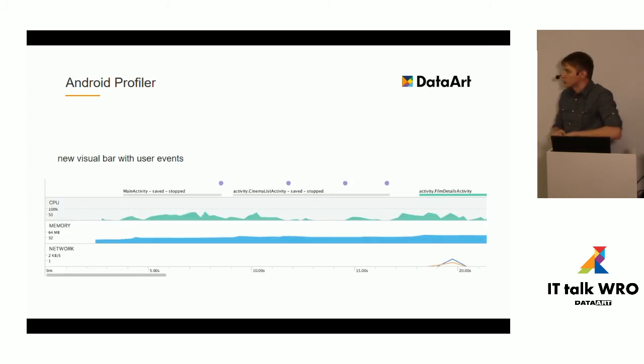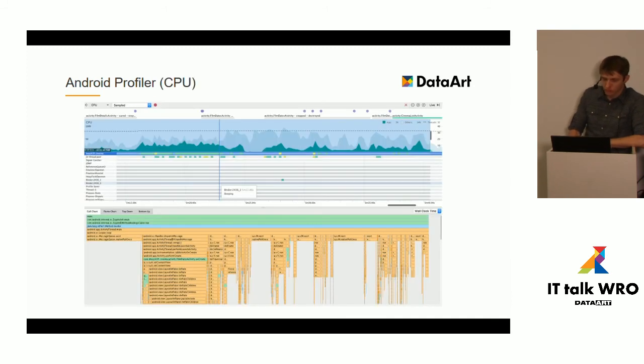What's new is that the whole look is similar to the previous one, but there is this bar with user events and the state of activities. On the top you can see that the state of activities has changed, and you can compare it to your statistics of CPU and memory. And with these dots, you can see if the device was rotated or you got some user inputs from touches. I will show you the slide a little bit closer because it's hard to see everything.